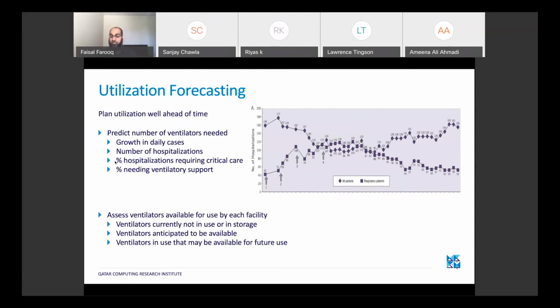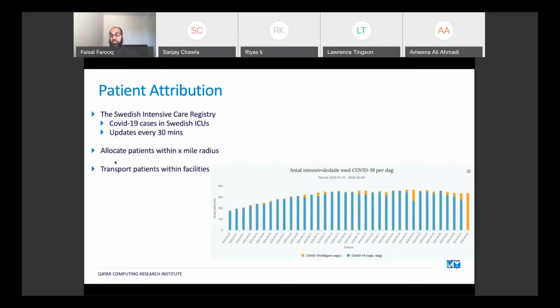How many ventilators are currently not in use? How many will become available, for example, by using that length of stay indicator, and may be available for future use? A perfect example of that is patient attribution in Sweden. And this is phenomenal.